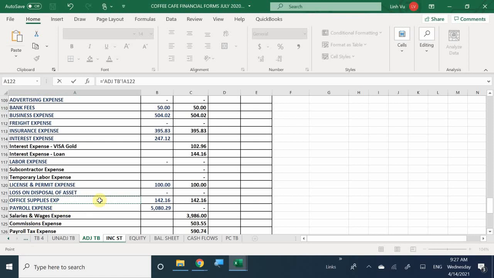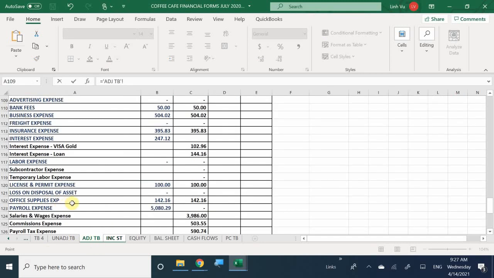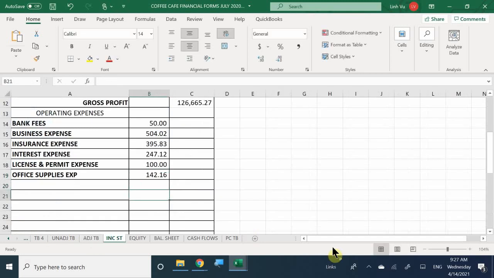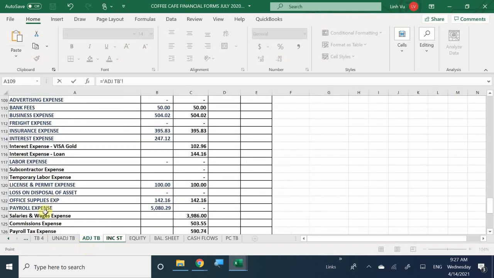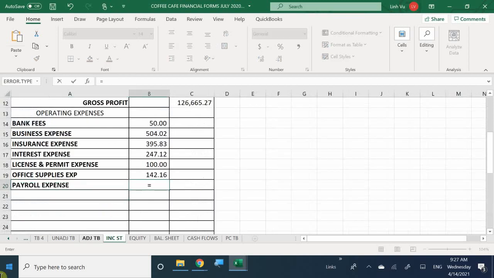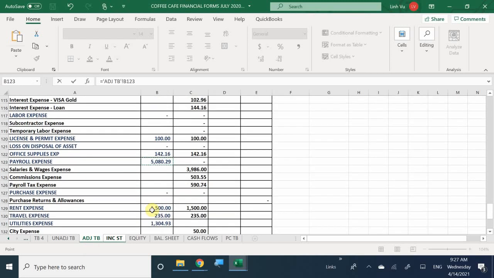Office supplies expense. Okay, for how much? 142.16. Then we also have payroll expense. Okay, for how much? 5,029.50. Good.